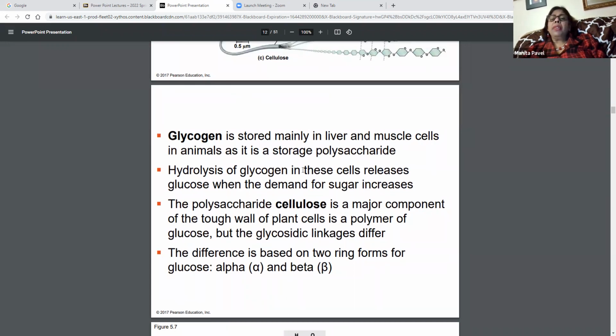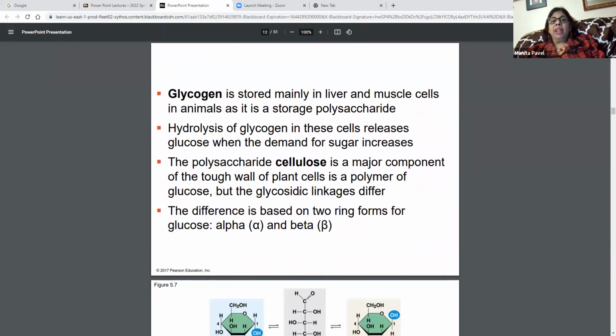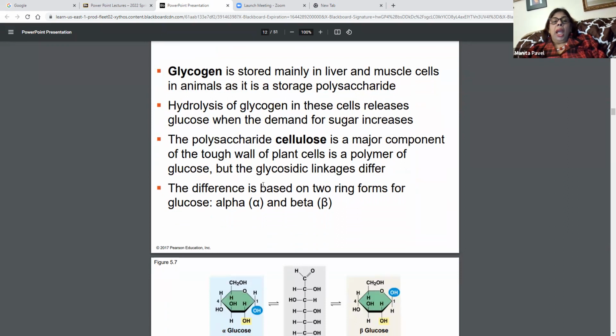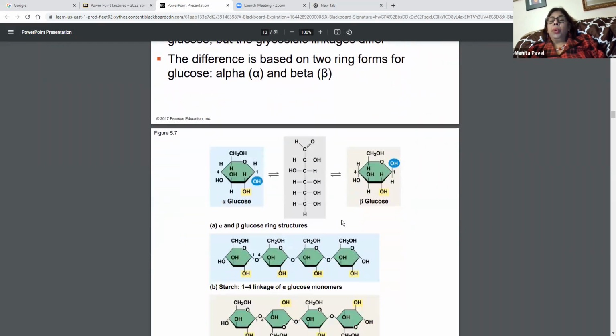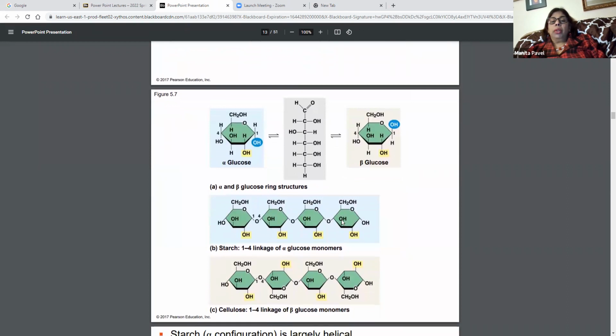Now, hydrolysis of glycogen in these cells is going to release glucose when the cell requires it, when muscle cells and liver cells require it. Now, there are two different types of glucose. Two forms of glucose are the alpha and the beta glucose. So we are going to see now in the structures, which one can we break down?